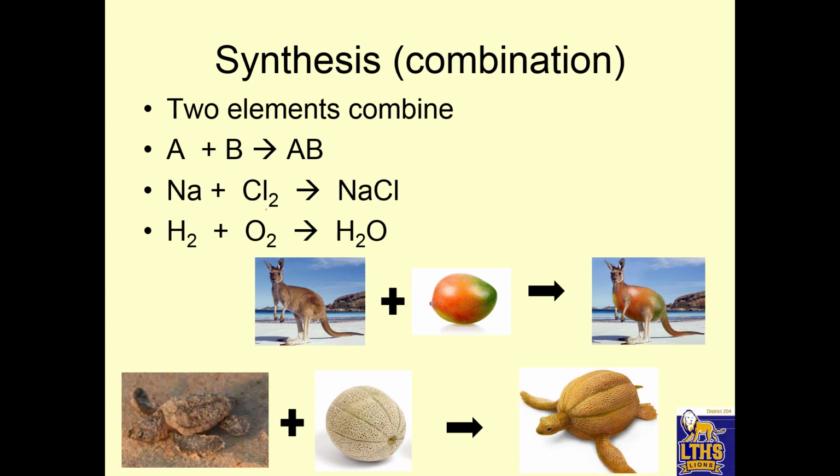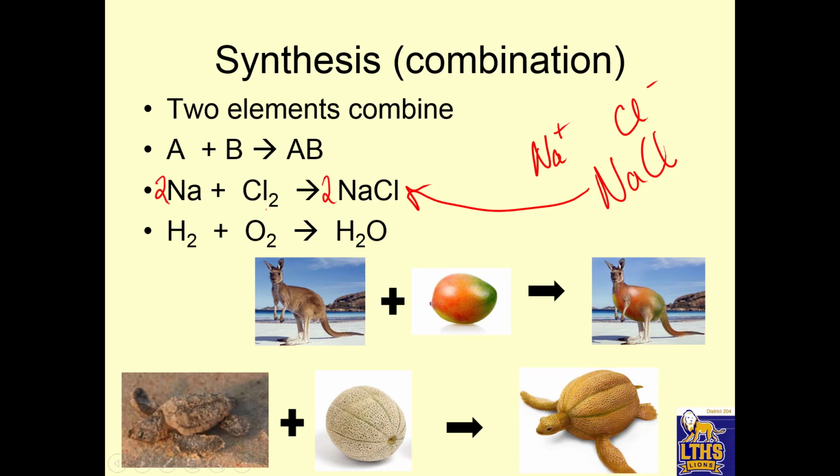Now you might be saying to yourself, what happened to the 2? Well, remember when sodium makes an ion it's a +1, and chloride makes an ion as a -1. That's why it's NaCl. Then we're going to learn that we need to put a 2 there and a 2 there to finish that equation off. When the elements hydrogen and oxygen combine, you get water, H2O.